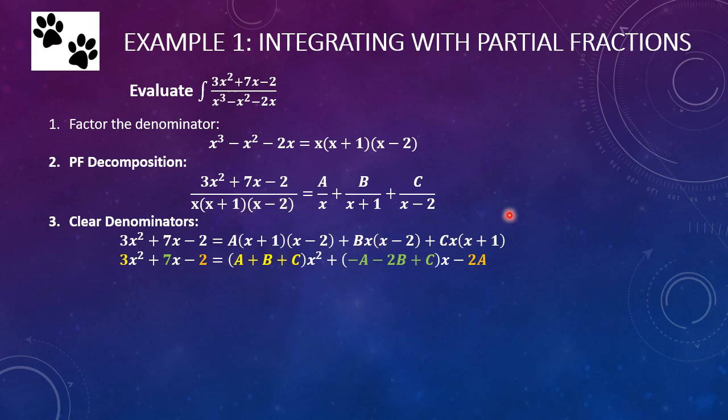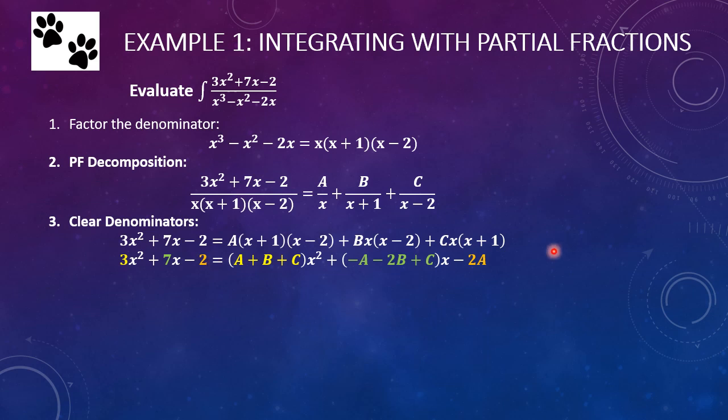When we combine all these, multiply them out, FOIL them out, etc., and then combine like terms around the x variable, we get a plus b plus c, x squared, which is going to equal the coefficient of 3, plus negative a minus 2b plus c times x, which this expression is going to equal the coefficient 7, and then minus 2a, it's the only one that doesn't have an x variable, is going to equal minus 2.